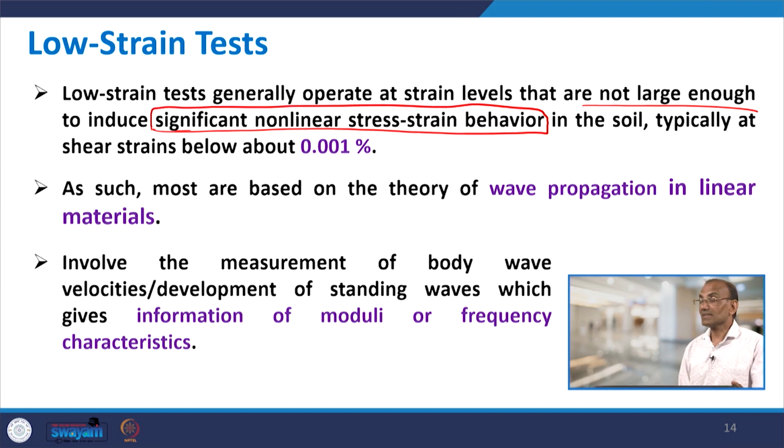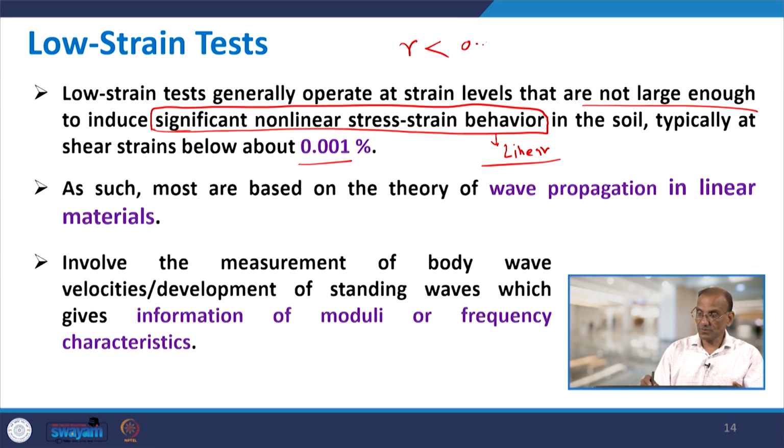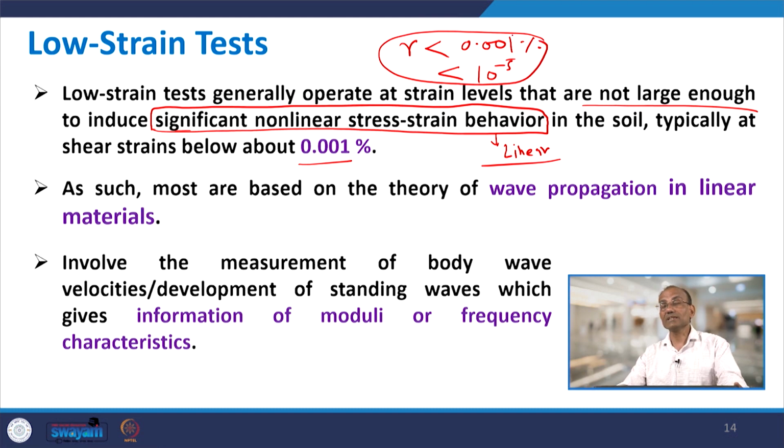That means in this type of test we assume the stress strain behavior is linear. It has been observed that if the level of shear strain, gamma, is less than 0.001 percent, or in absolute terms 10 to the power minus 5, then it can be safely assumed that the behavior of the soil can be expected to be linear.